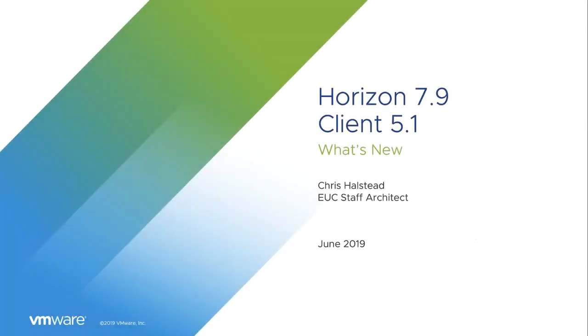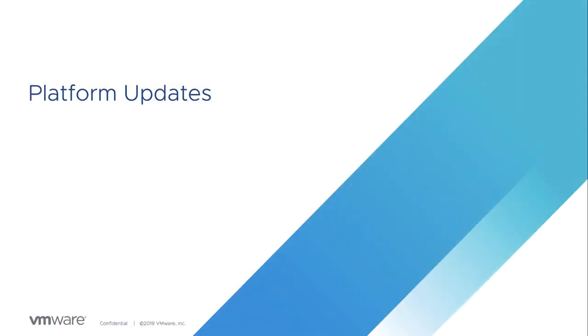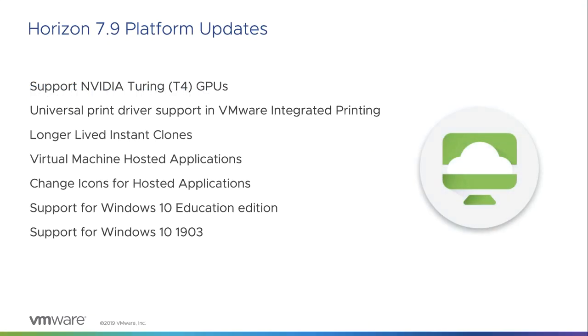I'm an EUC staff architect with EUC Technical Marketing, and today we're going to look at the Horizon 7.9 and Client 5.1 updates. Let's look at the platform updates first. We have support for NVIDIA Turing T4 GPUs. We have a couple new features: longer-lived instant clones, which are like linked clones, and virtual machine hosted applications on Windows 10, so you don't have to just use RDSH. We can change the icons for those hosted applications now to differentiate between different pools and different apps. And we support a couple different versions of Windows 10 now in the platform.